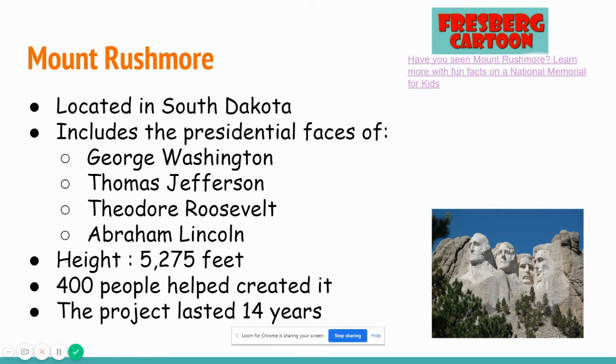In the Midwest is a landmark known as Mount Rushmore. It's located near Rapid City in South Dakota. It includes the presidential faces of George Washington, Thomas Jefferson, Theodore Roosevelt, and Abraham Lincoln. The height is about 5,275 feet, which is roughly about a mile. And it took about 400 people to help create this, and the project lasted 14 years, and it attracts a lot of tourists every year to South Dakota, which was one of the reasons why it was built.